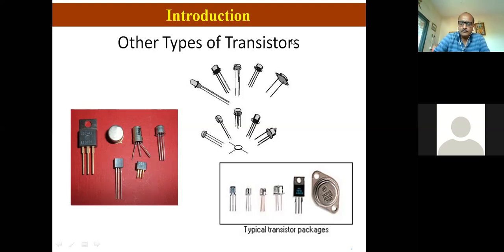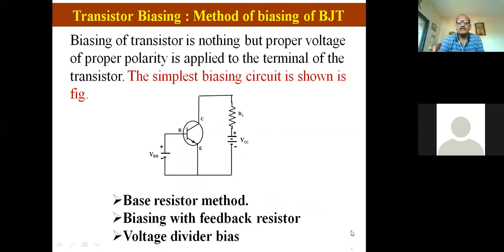Now, here we have to see transistor biasing. Now, in our syllabus, this is the opening of this topic. Transistor biasing. You know that a diode can be forward biased or reverse biased. When a diode is forward biased, at that time the anode is connected to the positive terminal of the battery supply, and the cathode is connected to the negative terminal of the battery supply, then the diode becomes forward biased. Now, this is the biasing of the transistor.